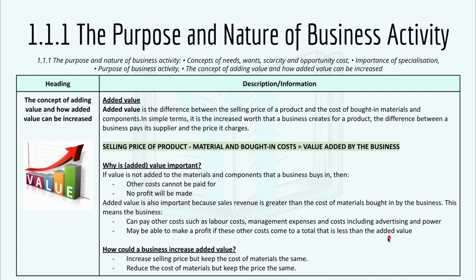An example of added value could be that if you get rubber from the rubber tree, and you didn't turn it into, let's say, tires, you're losing out on that added value. So if you're just exporting rubber to other countries, you're missing out on the added value that you could have put in to produce a tire and sell it to other countries. And how could a business increase added value? They could increase the selling price but keep the cost of materials the same, or they could reduce the cost of materials but keep the price the same.